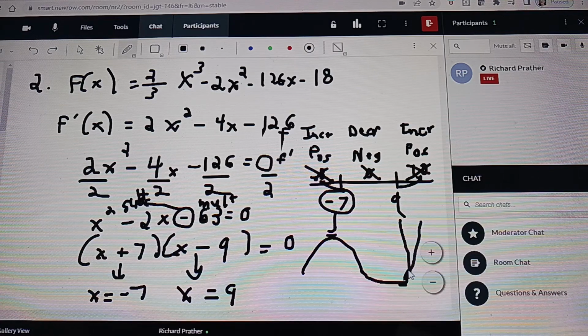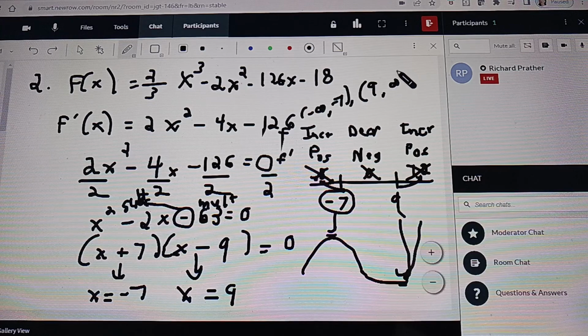So negative 7 and 9, they would be relative maxes and mins when we get to that later. But for now, we just have increasing from negative infinity till negative 7. And again from 9 to infinity. Those are the two increasing portions. And the one time it's decreasing is when you're between negative 7 and 9.